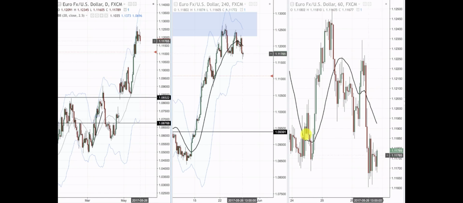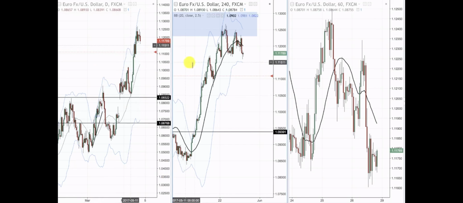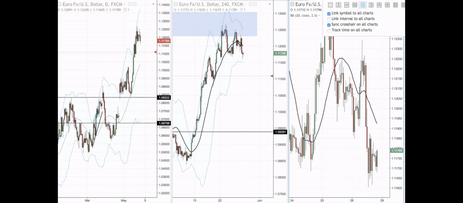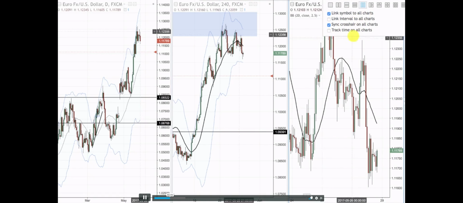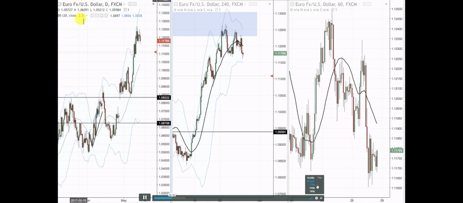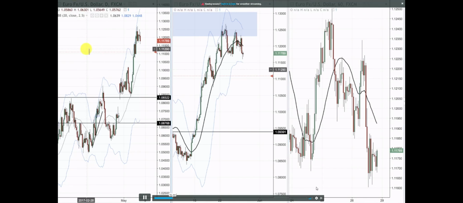So first of all, we are here in TradingView. I have split my chart area into 3 different areas: the daily, the 4-hour in the middle, and the 1-hour on the right hand side. You can use this function here to link the symbol to all charts, also sync the crosshair. Don't use the interval to all charts, and then you can have that. And so if you change one forex pair here, then it will also change across the other two.